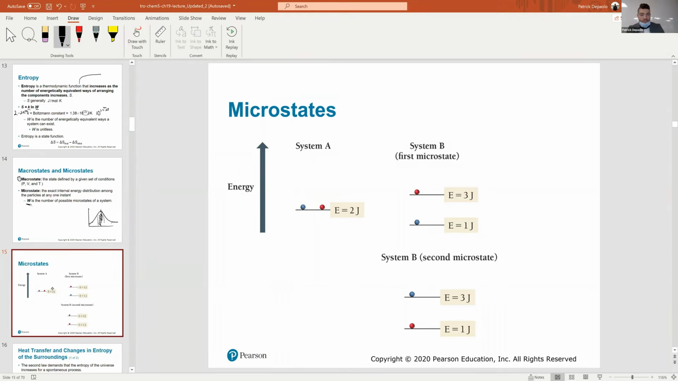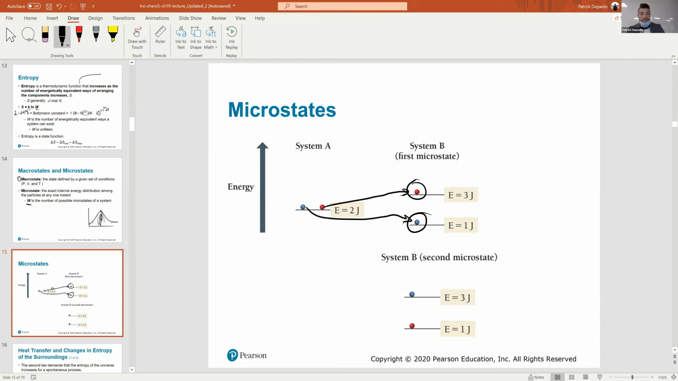All right. One of them will go here. The other one will go here. One of them is at 3. One of them is at 1. The macrostate of that is, all right, one's at 3, one's at 1. The microstate is the red one is at 3, the blue one is at 1.